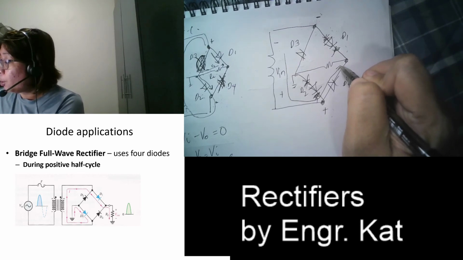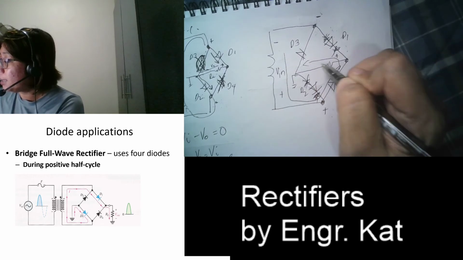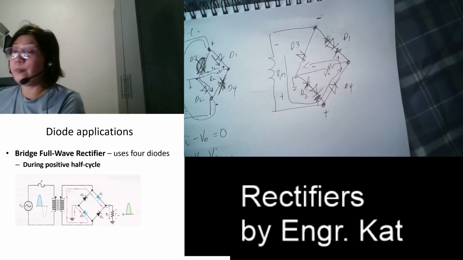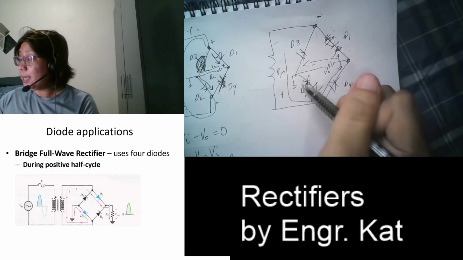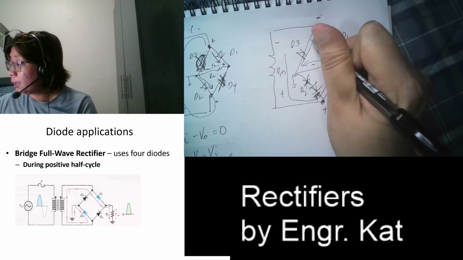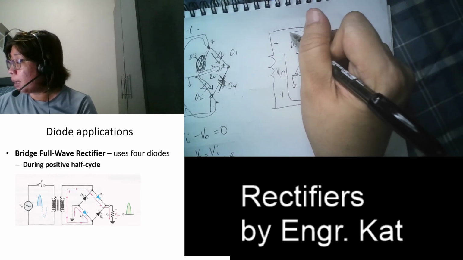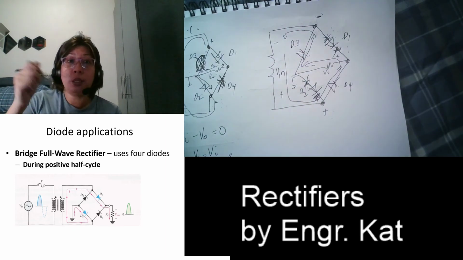So we have here your direction here. So this is plus, this is minus, and this is your VO. And then again, this is open. So your current will be flowing across D3. So look at them. Same direction. And then going back here. The cycle continues.